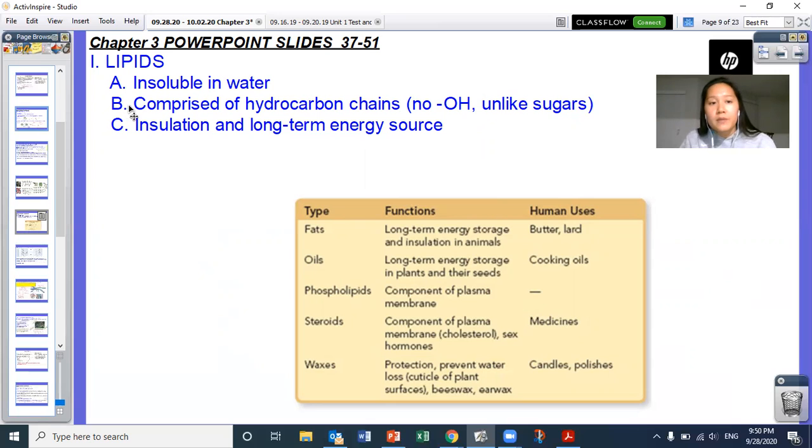So in part B for lipids, a description is that they are comprised of hydrocarbon chains. They do not have those OH groups like you saw on the sugars. Remember, on every carbon in the sugar, there was an H and then an OH group attached. For the lipids, they only have H's attached to them. They don't have any OHs. So that's why they don't interact with water.